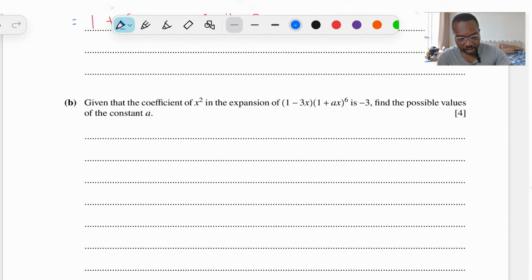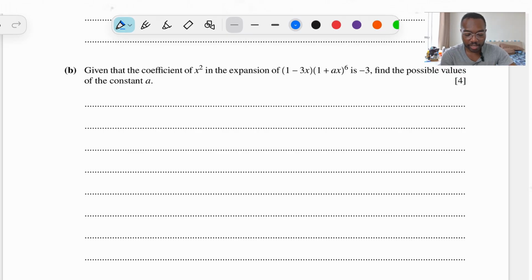For part B, we are given that the coefficient of x squared in the expansion of (1 minus 3x) times (1 plus ax) to the power of 6 is minus 3. Find the possible values of the constant a. So for this question, we start with 1 minus 3x, and we need to multiply by that (1 plus ax) to the power of 6.